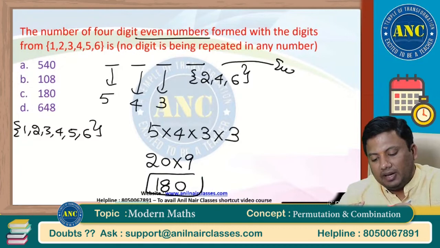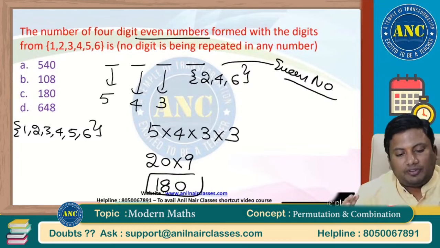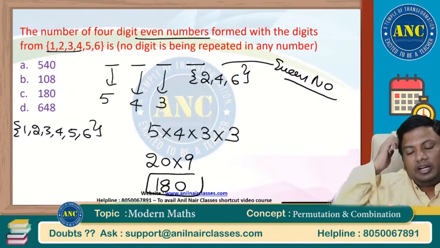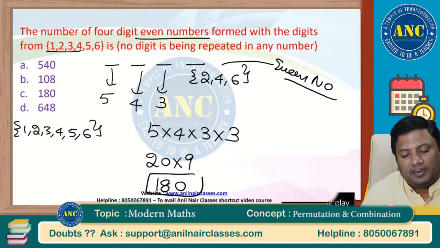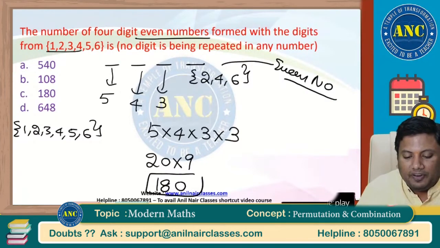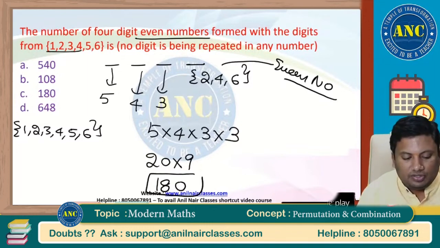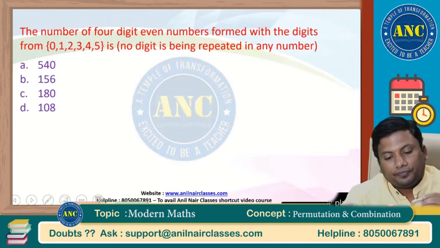Because it's an even number, the unit digit has to be an even number. It can be either 2 or 4 or 6 from the given set. Out of the 6 digits, 1 unit digit is fixed. The leftmost can take any one out of the 5, next it can take 4, next it can take 3. So 5 into 4 into 3. For 2, 4, 6 there are 3 cases. 20 into 9, 180.